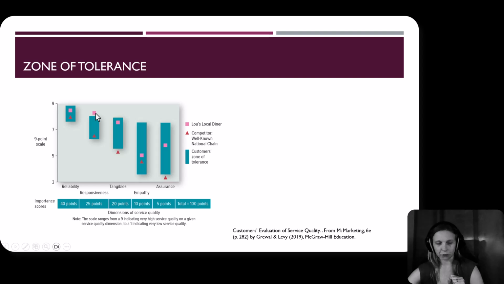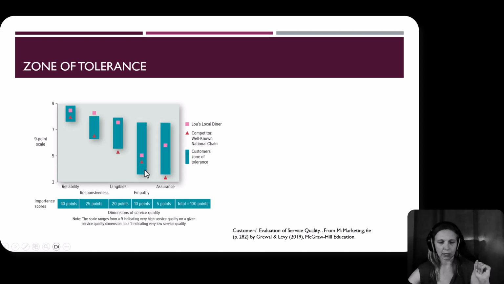Lou's Diner actually falls out of the zone of tolerance on responsiveness, which might mean that their servers are too responsive. They might be hovering over the table and being really annoying and are just too on it, so that it sets people on edge. So they might actually want to tone that down a bit. The food, people really just don't like this food and they're not willing to accept it. And Lou's food is just better.